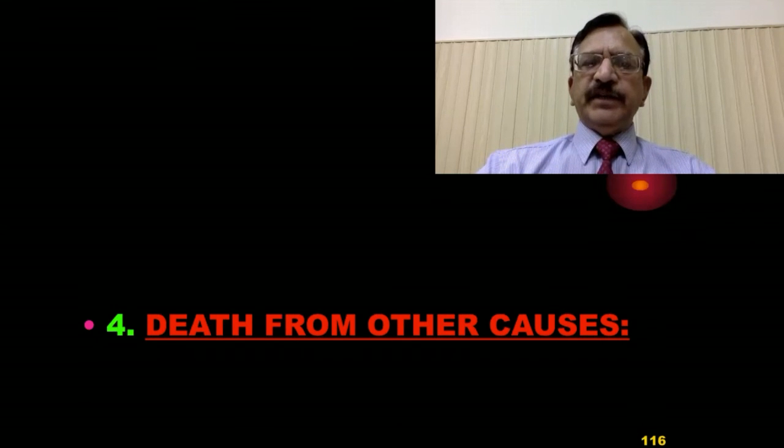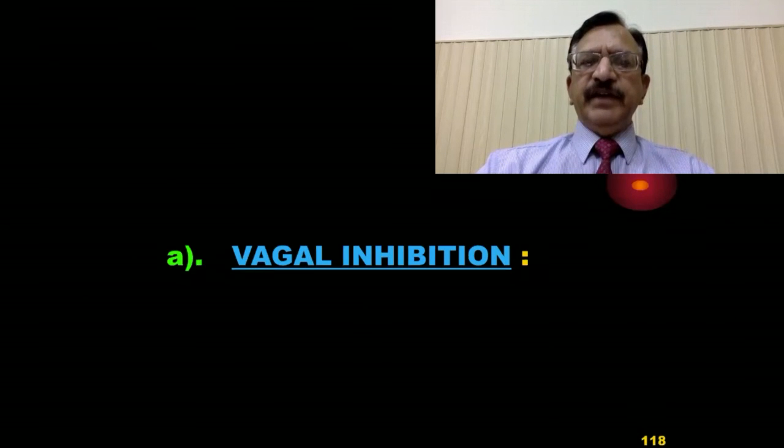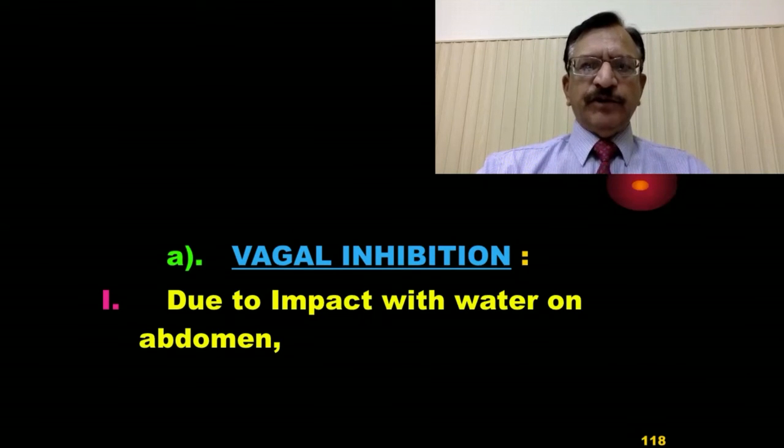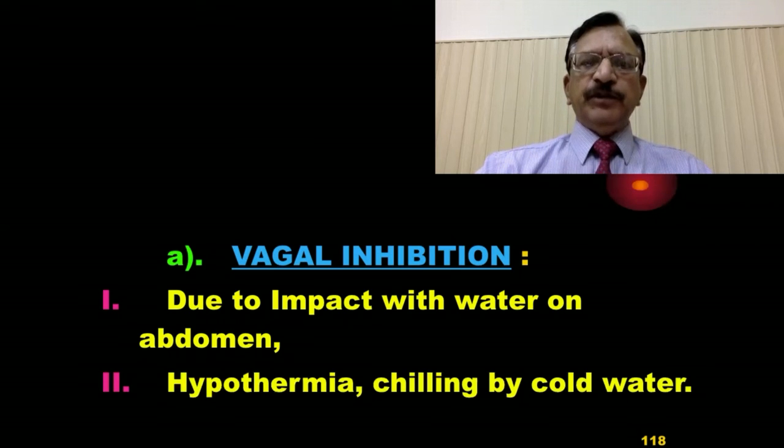Then death can occur from other causes also, like vagal inhibition due to impact of water on the abdomen. When the person falls on the abdomen, water striking the abdomen, the solar plexus in the epigastrium will be excited, and it will cause vagal inhibition. Or hypothermia, in intense cold water, just by the touch of feet or hand or any part will cause intense vasospasm and vagal inhibition, excitation of the vagus nerve.